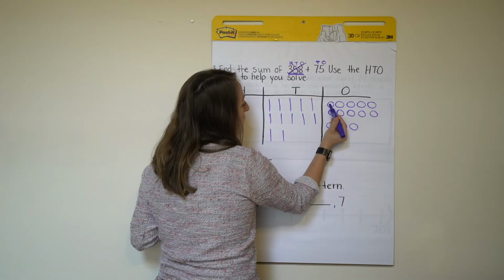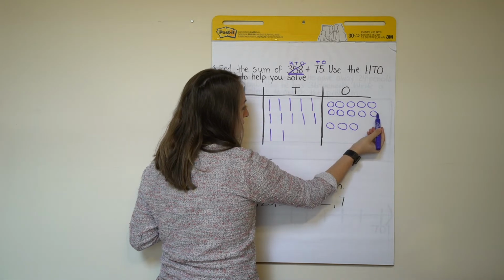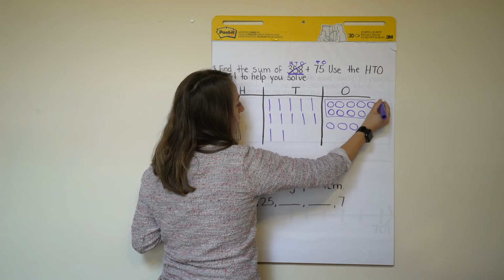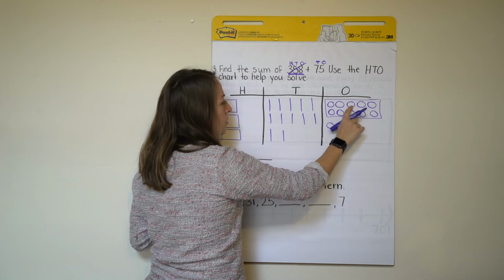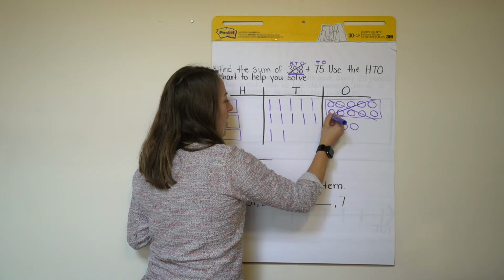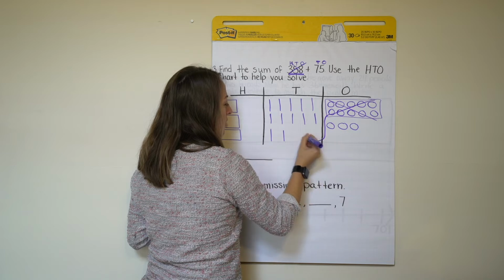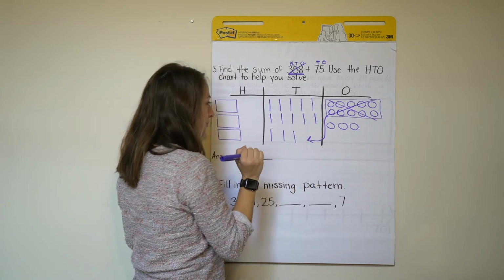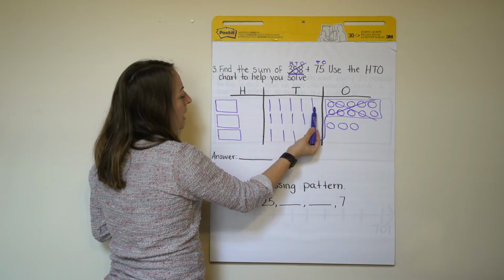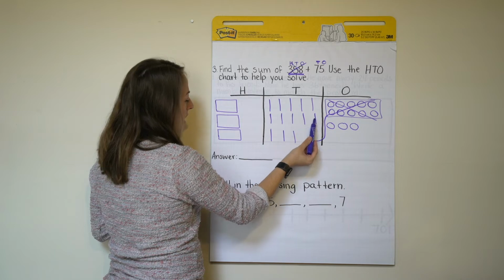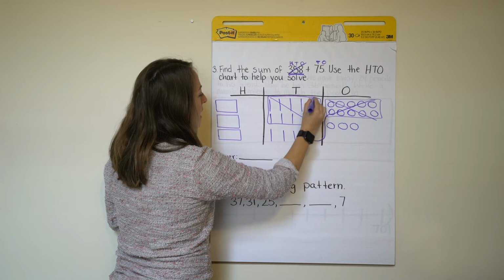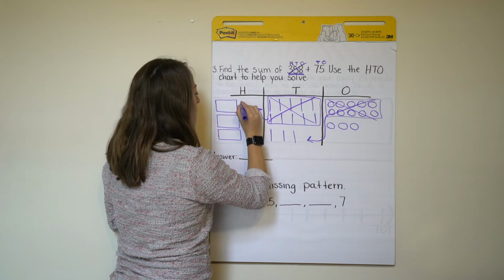Okay, so I know I have 5 ones here and another 5 ones here, so I have 10 in this part. I'm going to circle this, and I'll make sure I have 10. 1, 2, 3, 4, 5, 6, 7, 8, 9, 10. I'm going to cross it out, and I'm going to bring this over to my tens place. Now I'm going to see if I have 10 tens. 1, 2, 3, 4, 5, 6, 7, 8, 9, 10. Okay, so now I circle this, I cross it out, and I bring it over here to draw another 100.